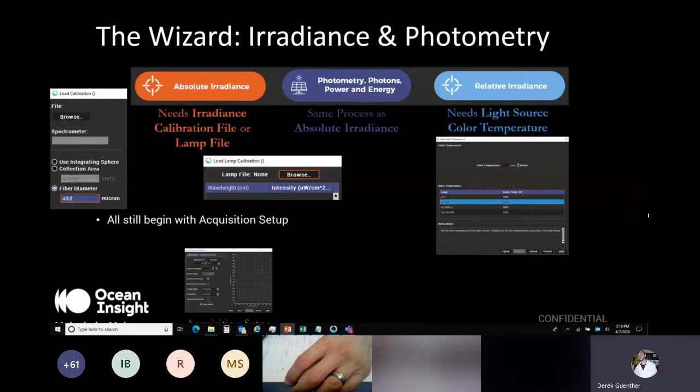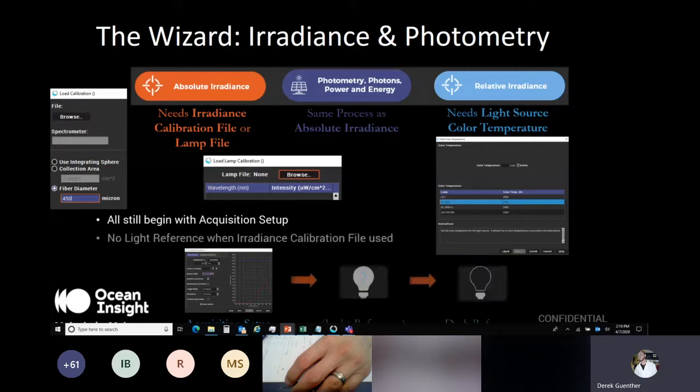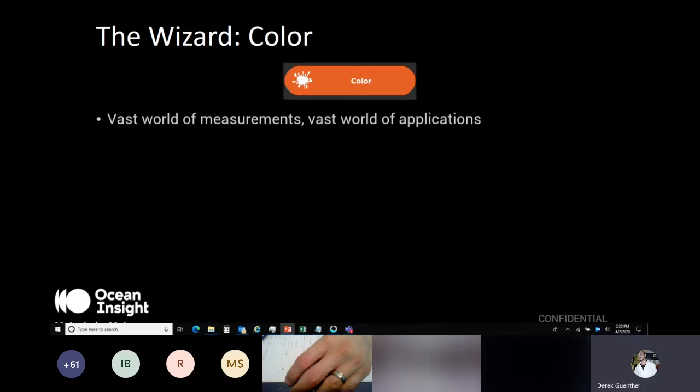And all these still begin with an acquisition setup, just as all of them. That's the main point here, is to show you that you're always going to be setting up the spectrometer as the first step in the wizard, no matter what you pick, essentially. And you're not going to be putting in a light reference with the irradiance calibration file if that's used, because that's assumed to be there. And you can't really see down here, but all this says is light reference and dark reference. You are going to be using a dark reference for all of these, so that, again, to knock out anything unwanted from the ambient conditions.